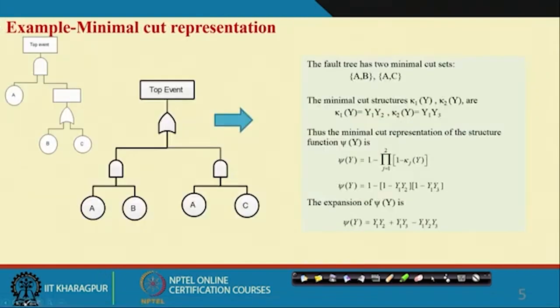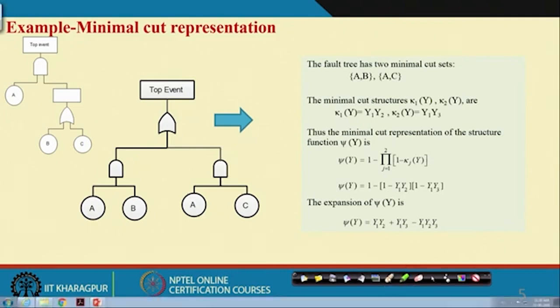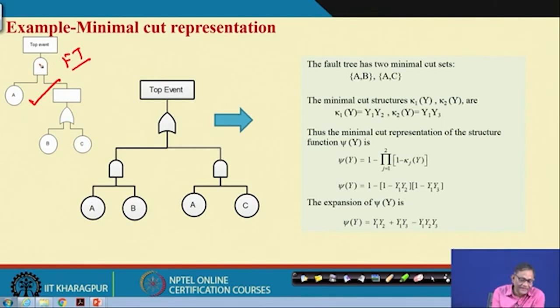Let us concentrate on this example. So, this example, this is the fault tree. A, B, C basic events, 3 basic events, it is an AND gate, this is OR gate, this is the starting point. We have converted this to an equivalent fault tree using cut sets of this fault tree.